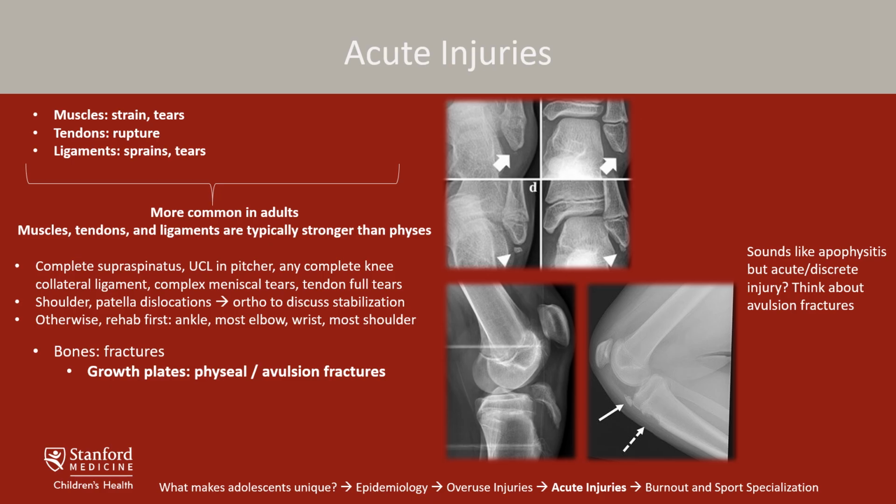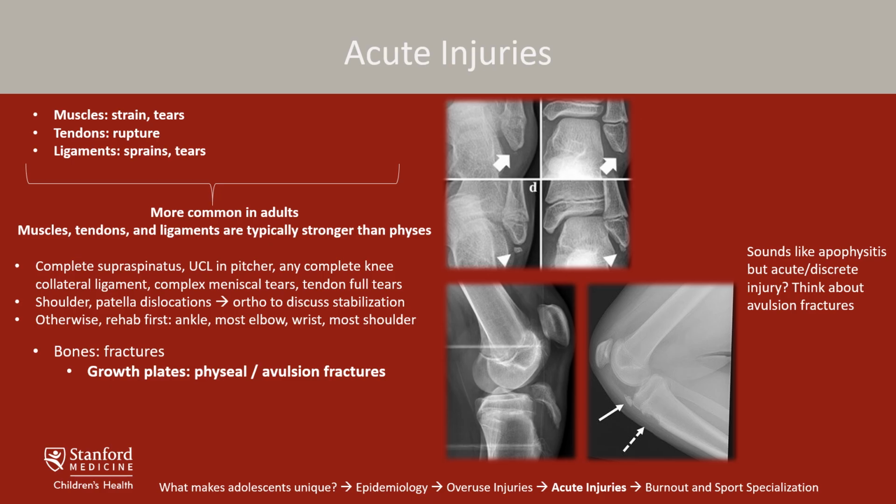The ulnar collateral ligament, or the UCL in the medial elbow, also warrants orthopedic evaluation, especially in throwing athletes. And then any tears of the ligaments in the knee and any complex acute tears of the meniscus can contribute to lifelong pain, instability, and early arthritis if they're not diagnosed and treated appropriately. Dislocations of the shoulder and the patella, even if they are spontaneously reduced, also warrant orthopedics consultation because these have high risks for recurrence without proper treatment.